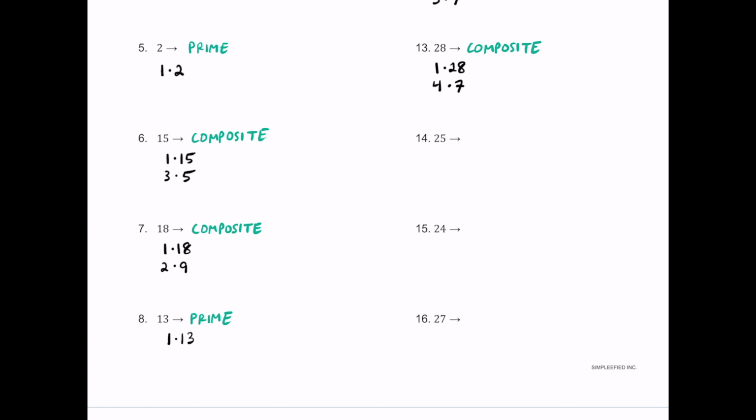For number 14, we have the number 25. So we have 1 times 25. But remember, we also have 5 times 5. So 5 times 5 is 25. So we just confirmed that this is a composite number.